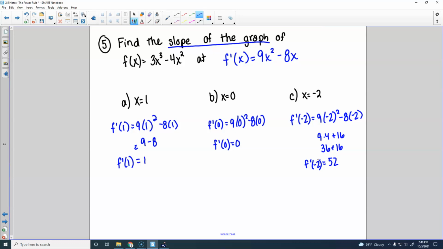And Thomas, what you were asking earlier, what we found here gives us the slope at any point. So at 1, my tangent line has a slope of 1. At 0, I have a slope of 0. At negative 2, I have a slope of 52. So we're finding any point, not a point. Right. Okay, questions? Okay.